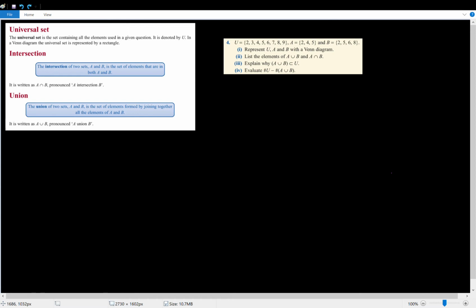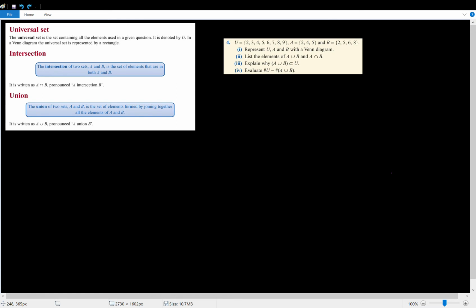The universal set is a set containing all elements used in a given question, and is denoted by the letter U. In a Venn diagram, the universal set is represented by a rectangle, and this rectangle would go around the circles representing the other sets. The intersection of two sets, A and B, is the list of elements that are in both A and B. So these are a list of elements that they have in common. It's written like this, with the symbol for intersection looking kind of like an N, and that's pronounced A intersection B.